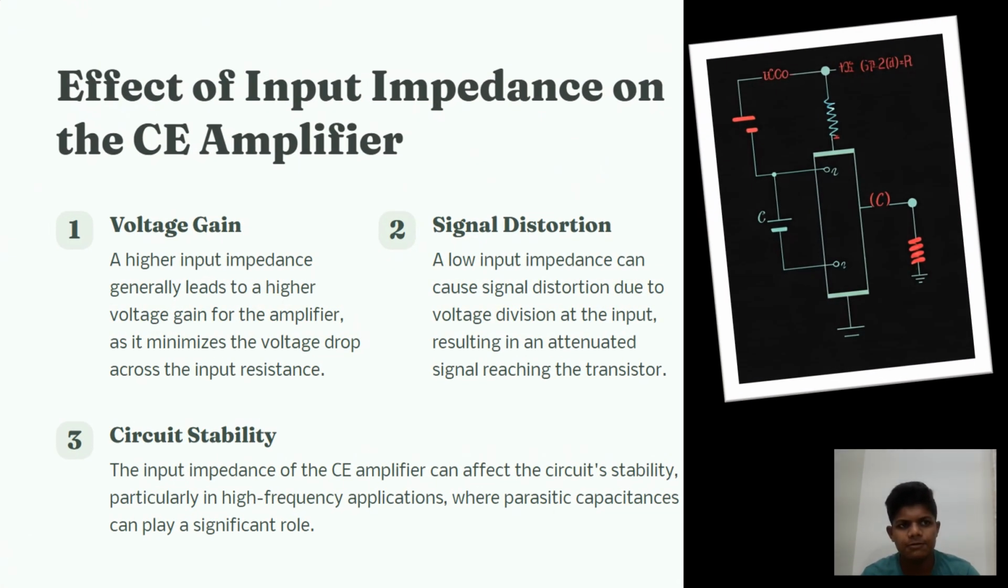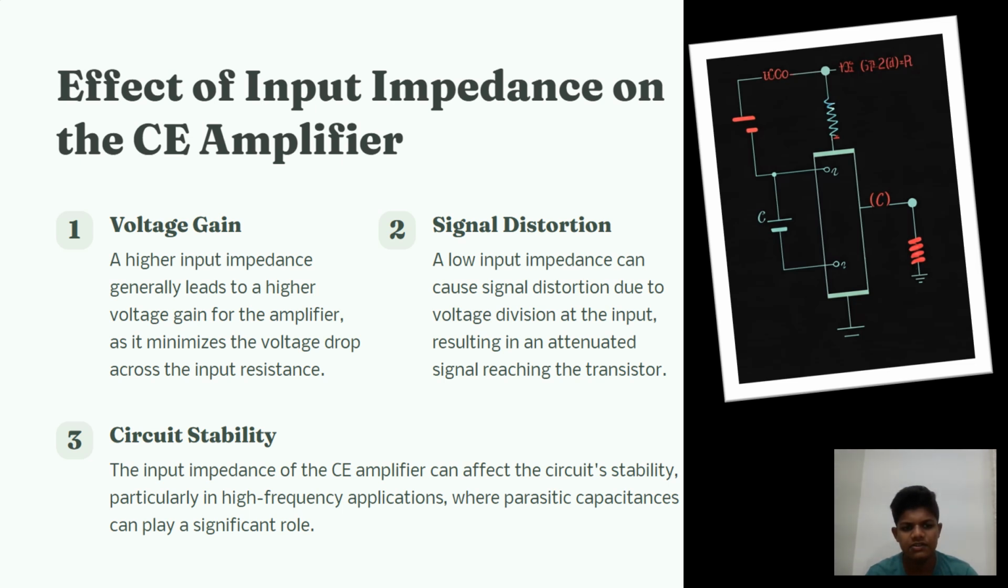Then coming to the last part of this video, effect of input impedance on the common emitter amplifier. First one, voltage gain. A higher input impedance generally leads to a higher voltage gain for the amplifier, as it minimizes the voltage drop across the input resistance. Then second one, signal distortion. A low input impedance can cause signal distortion due to the voltage division at the input, resulting in an attenuated signal reaching the transistor.